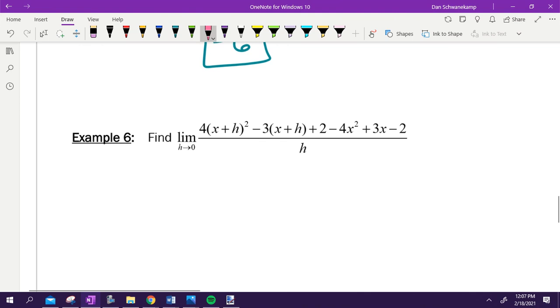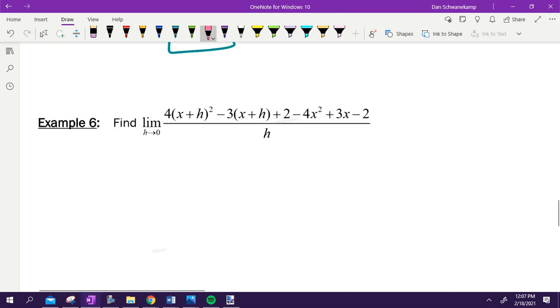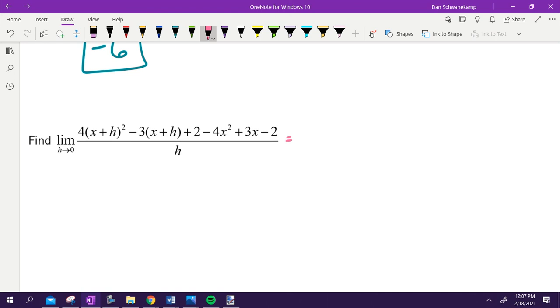This next one's kind of strange, and don't let the strangeness of this overwhelm you. We're going to do this later on, okay? I'm just going to kind of help guide you as we do it. Find the limit as h approaches 0, okay? You don't have to write this down. I'm just going to show you. We find limits. How do we find a limit? What do we need to do?